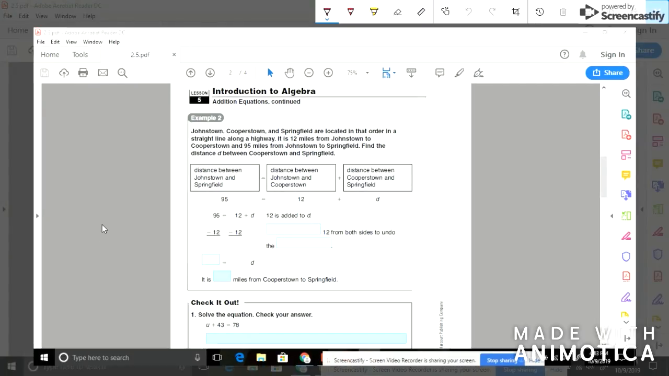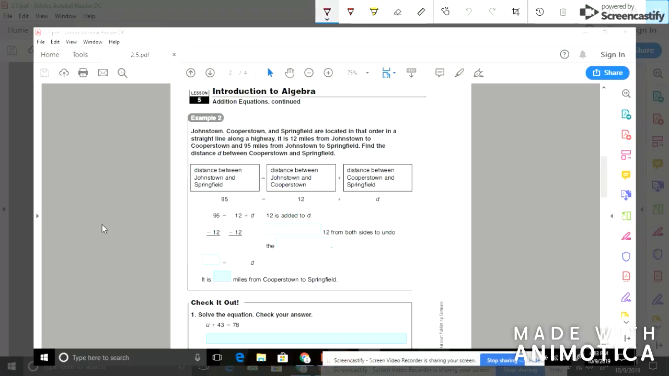There we go. It says Johnstown, Cooperstown, and Springfield are located in that order in a straight line along the highway. It is 12 miles from Johnstown to Cooperstown and 95 miles from Johnstown to Springfield. Find the distance d between Cooperstown and Springfield. Okay, kind of a mouthful there, but maybe if you draw it out, it would kind of help you.